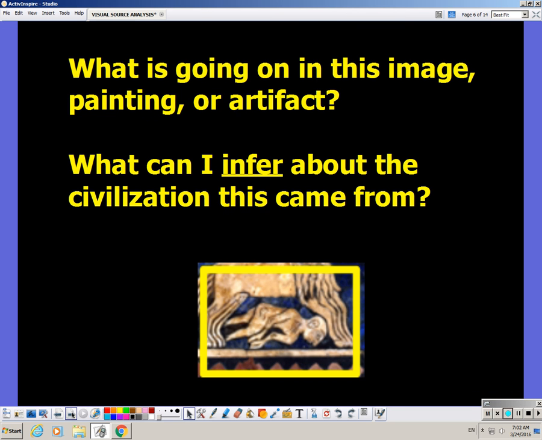And I'm going to think to myself today, I want you to think using these two questions. So first of all, you're going to make some observations. What's going on in this image, painting, or artifact? I just described it for you, and I'm actually going to sketch this into my notes and jot down some of what I'm noticing. The second question is, what can I infer about the civilization this came from? What does this image, this Standard of Ur, tell me about Mesopotamia?